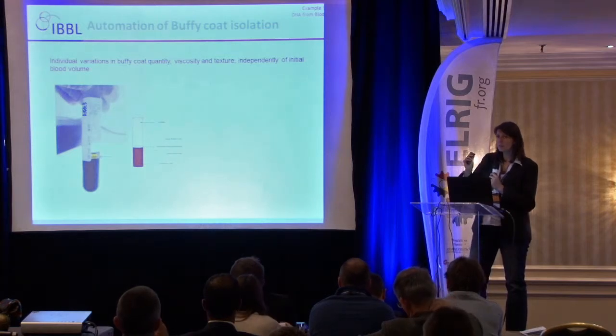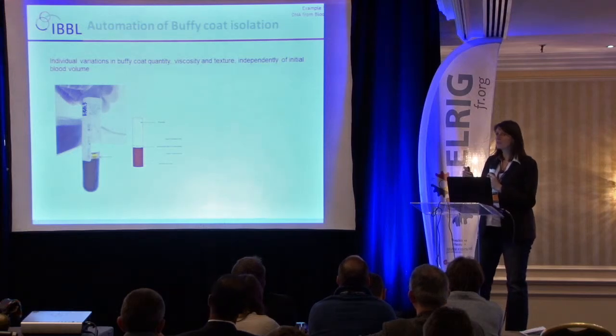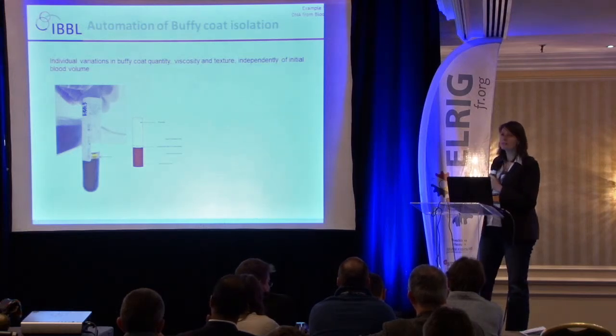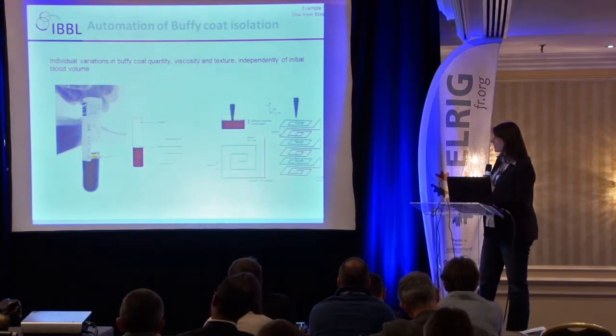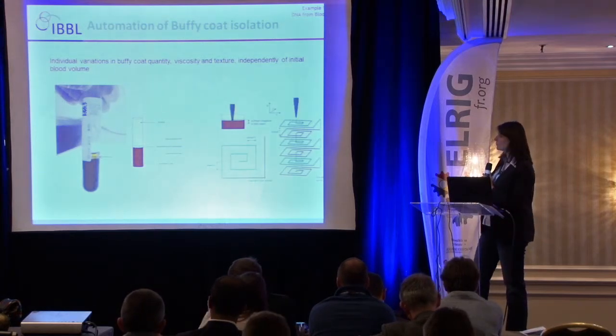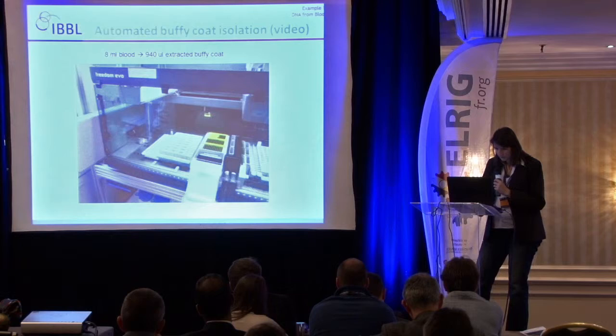So you might have a big buffy coat, you might have a different texture. It might be more or less viscous from one patient to the other one. This makes it really a challenge to automate this. And what we, together with the field specialists, came up with was to pipette this buffy coat very slowly in spiral movements. And here I will show you the video.